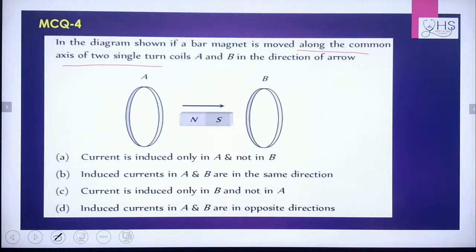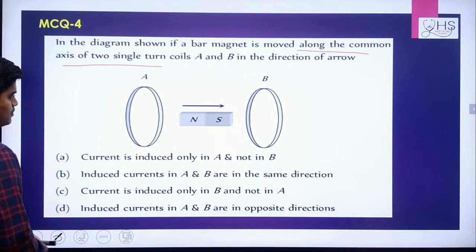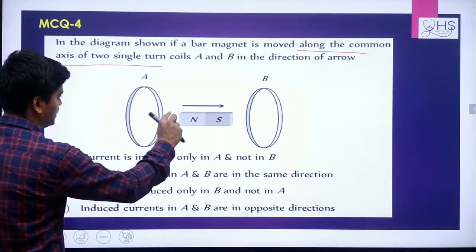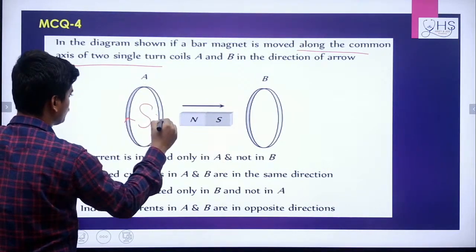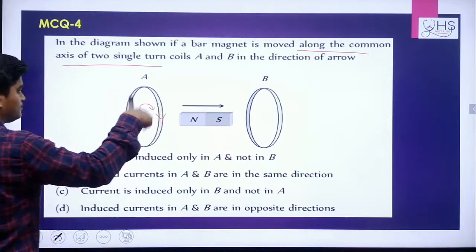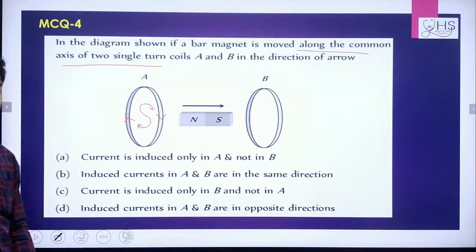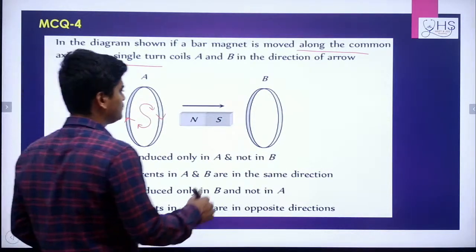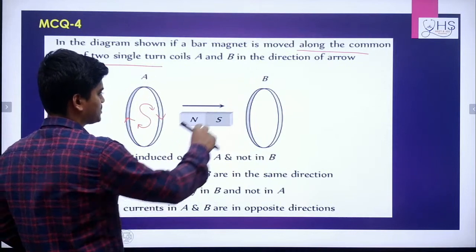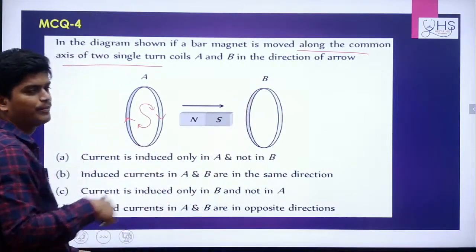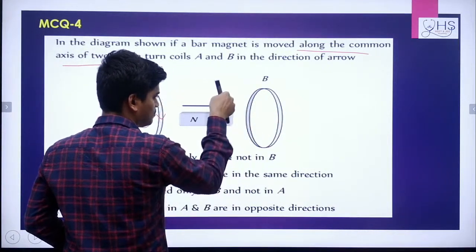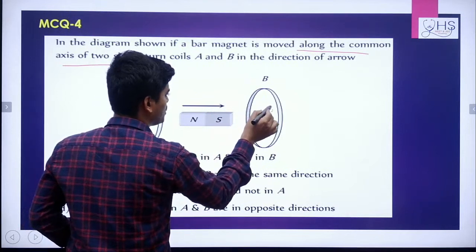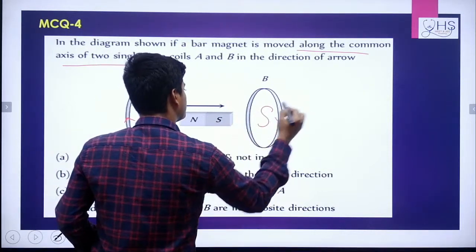Now listen. How will current be produced here? If the north pole is going away from coil A, it will behave like south. So the current will be in this direction. It will try to attract the magnet, because it always opposes the cause, as already discussed in Lenz's law. Now in B, what will happen? In B, if the south pole is coming towards this coil, it will try to repel. Assume this is the up side and this is the down side.